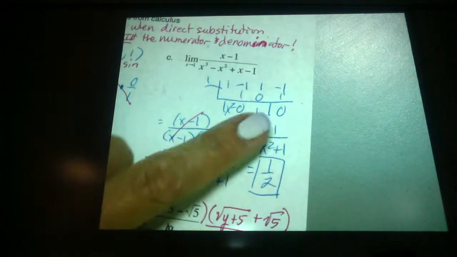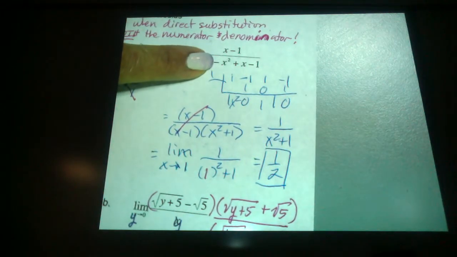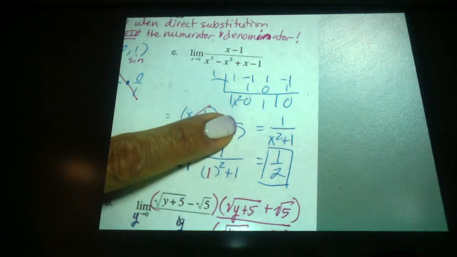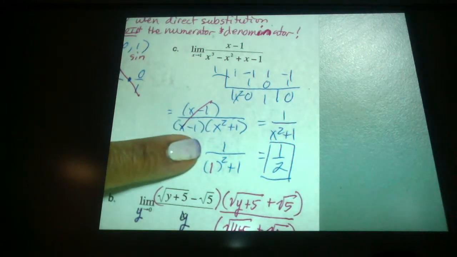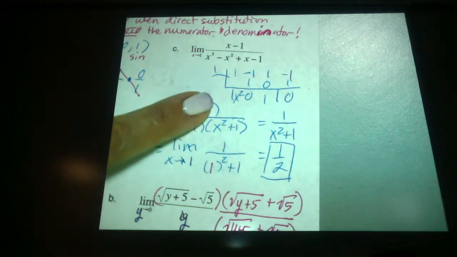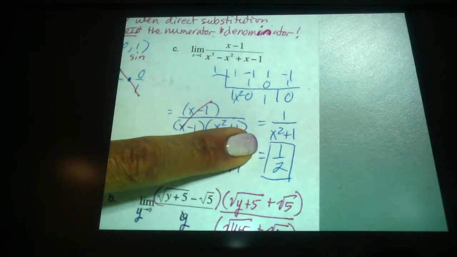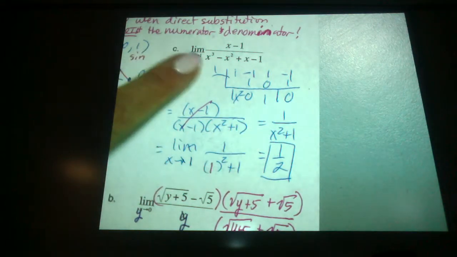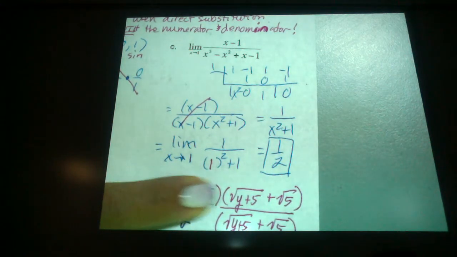So I brought it down. I should get no remainder because this should be a factor of this. So that means that now I have x squared plus 1. So I have an x minus 1 over, remember I divided it by x minus 1, times what was left here, x squared plus 1. These cancel out. I'm left with a 1 in the numerator over that x squared plus 1. Now I can use direct substitution. And so I'm replacing x with 1. So I put 1 in down here, and so I get a value of 1/2.